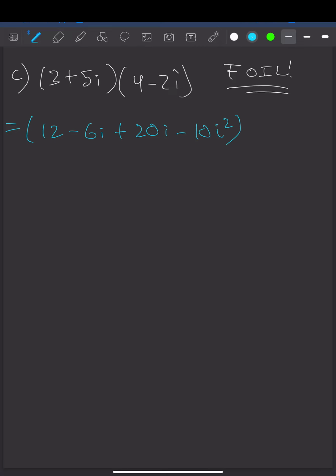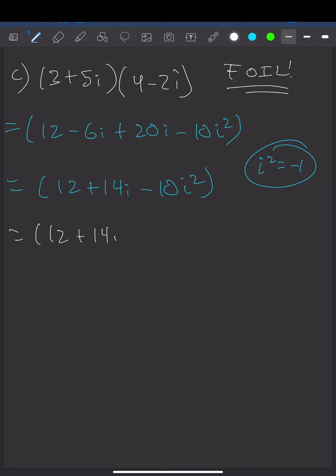So keep that in mind, okay? So here you're able to combine like terms. So you get 12 plus 14i minus 10i squared. But remember, i squared, we could call that negative 1. So instead of having that i squared, replace it with negative 1. So now you have 12 plus 14i minus 10 times negative 1. Because we're just replacing that i squared with negative 1.